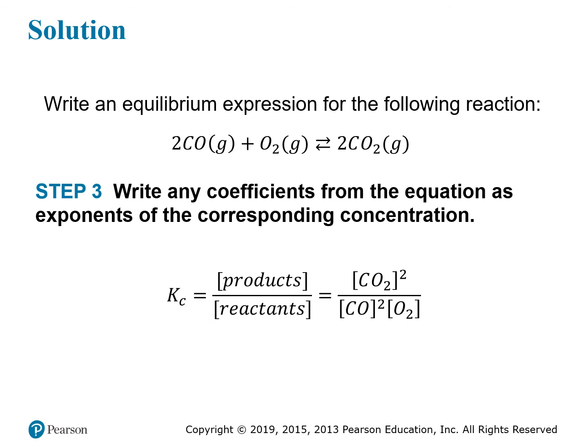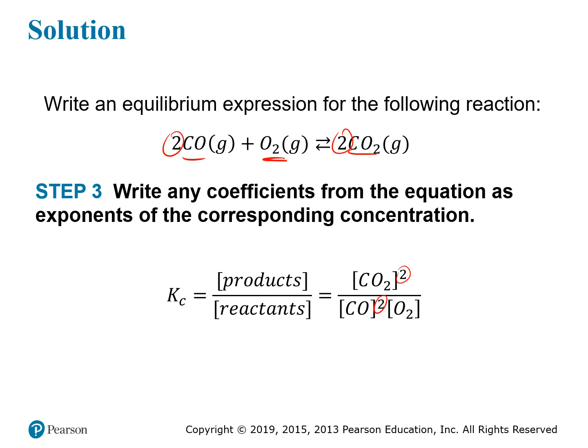And then the last step, once you have everything in its right place, is just use the coefficients as powers. So here, CO has a coefficient of 2, which means the CO concentration gets raised to the second power. The carbon dioxide coefficient is also 2, so the carbon dioxide concentration also gets raised to the second power. This oxygen has no numeral in front, no coefficient. You could assume that it's a 1, but multiplying by 1 doesn't matter, and raising something to the power of 1 doesn't matter, so you can ignore that.